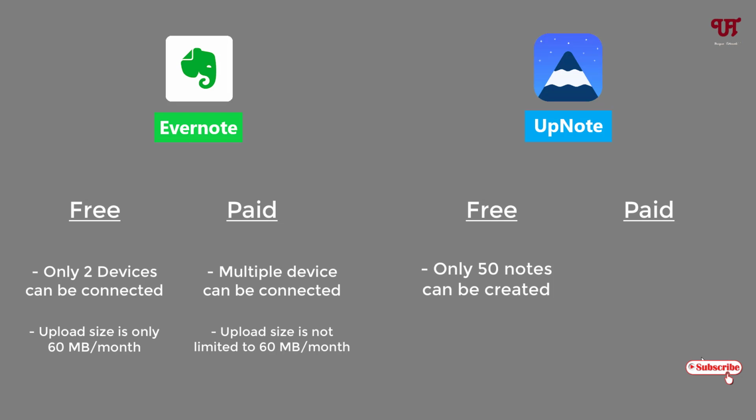And on the other side, in case of the UpNote free version, only 15 notes can be created, whereas in case of UpNote paid, the first benefit you're going to get is unlimited notes can be created, and the second benefit you are going to get is lifetime subscriptions. UpNote provides monthly subscriptions, yearly subscriptions, and there is one extra subscription which is a lifetime subscription.